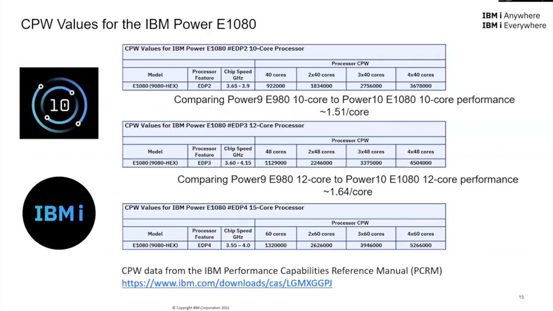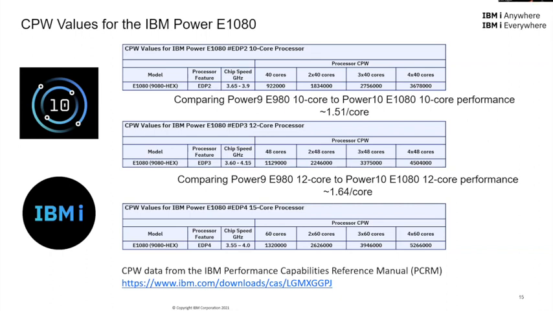In IBM i land, we use a workload called Commercial Processing Workload, or CPW, to measure our systems. Usually when we come up with new systems, one of the first questions I get asked is, what's the performance? What's the CPW number of that new system compared to the older system? So I did some simple math to show you the Power 9 system compared to the Power 10, looking at comparable proof points. In this case, the 10 core and the 12 core: you can see the 10 core is about 50% more performance per core, and the 12 core is about 60% more performance per core. The single chip modules we have in the 1080 are our most performing.